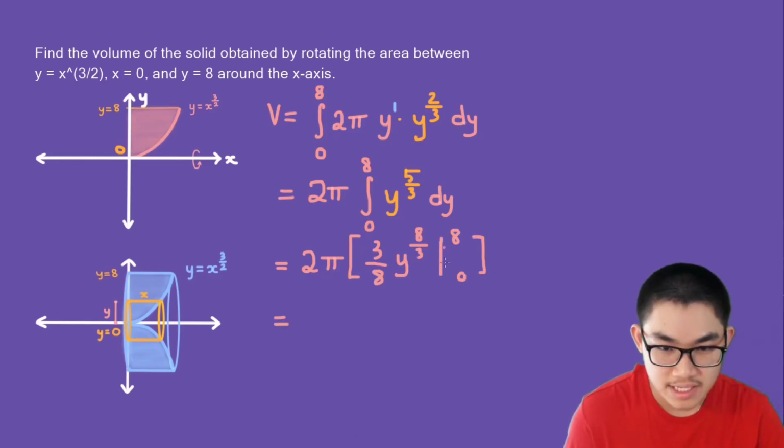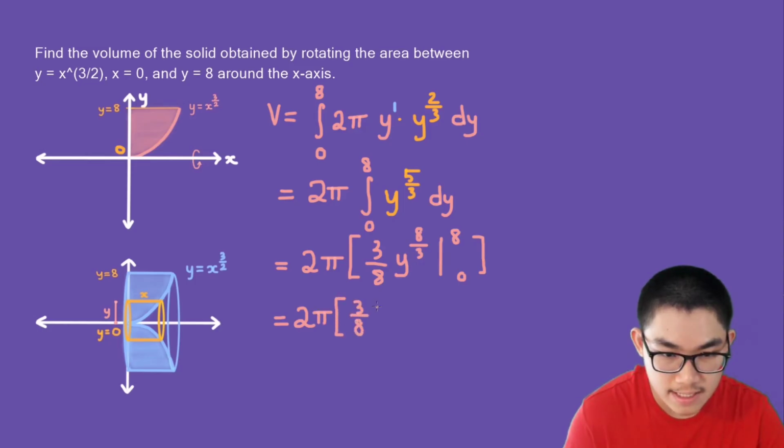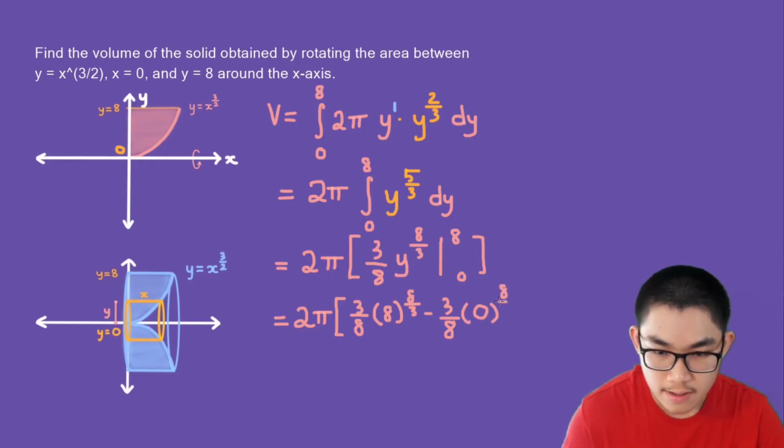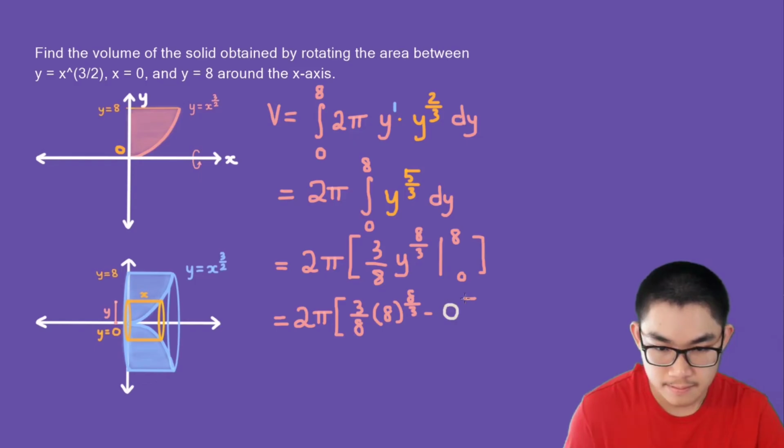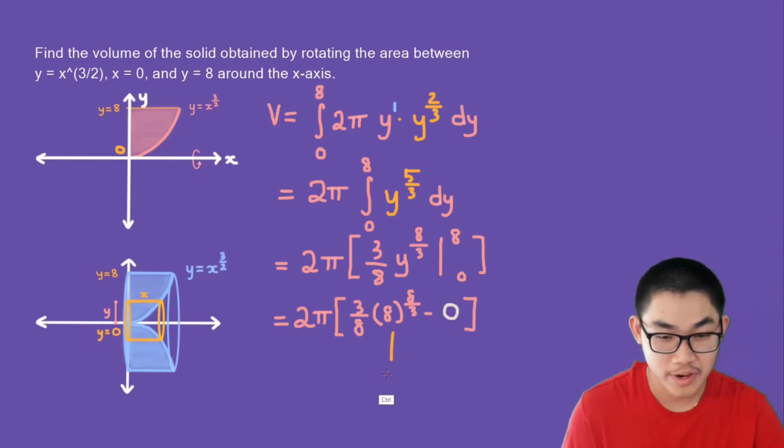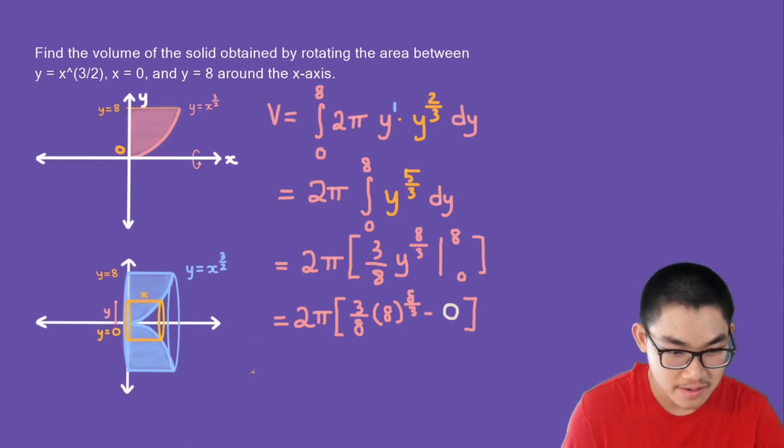If you substitute these numbers into our formula, you're going to get 2 times pi times 3 over 8 times 8 to the power of 8 over 3, minus 3 over 8 times 0 to the power of 8 over 3. Now, this part right there is just going to be 0. What is 8 to the power of 8 over 3? Well, let's find out together.